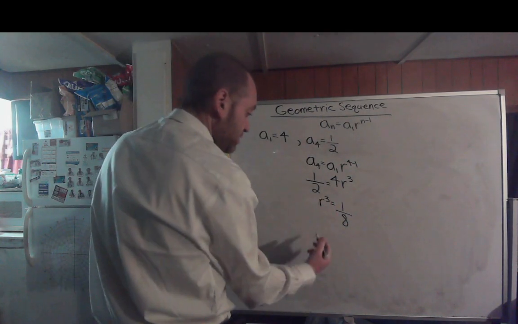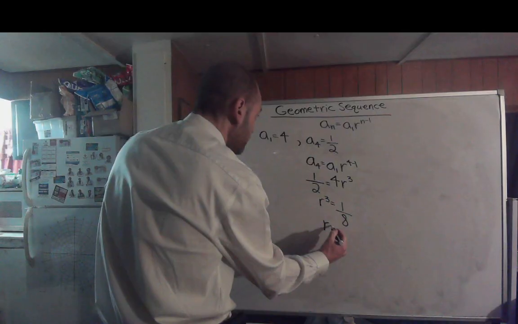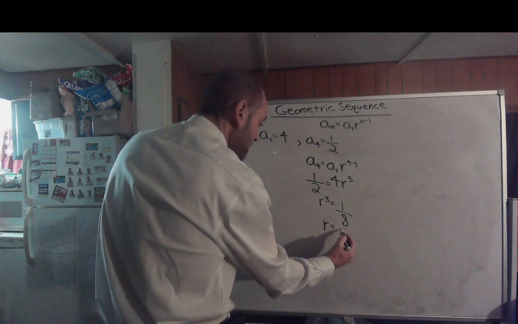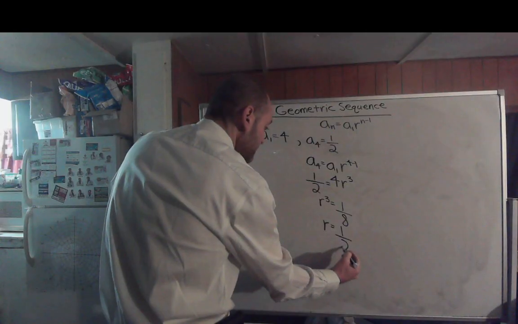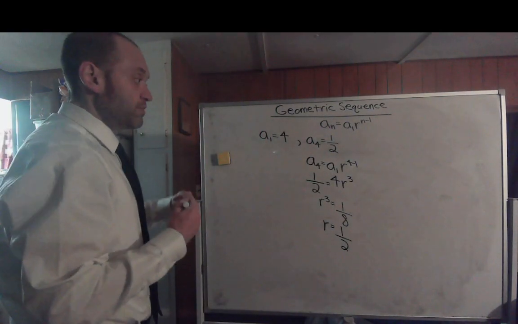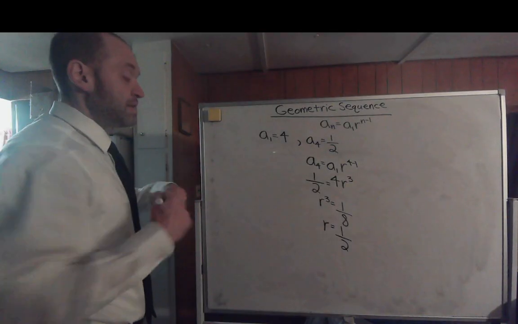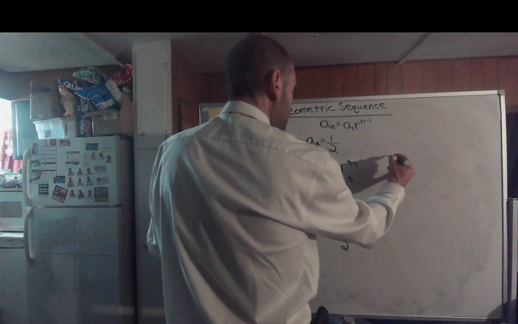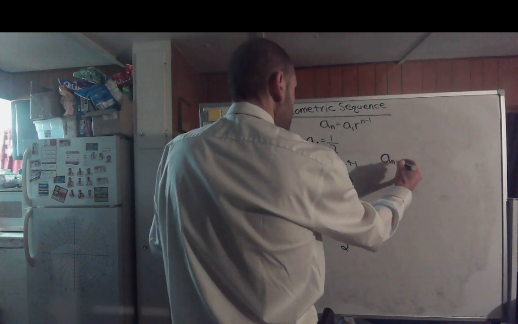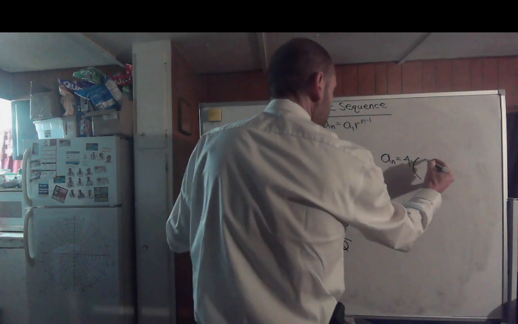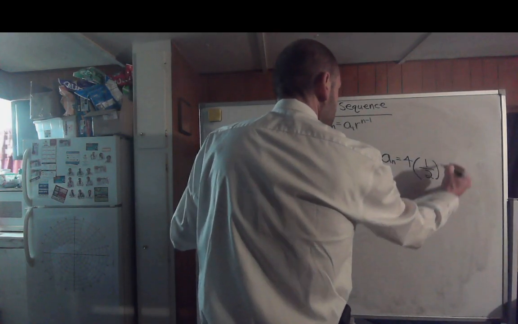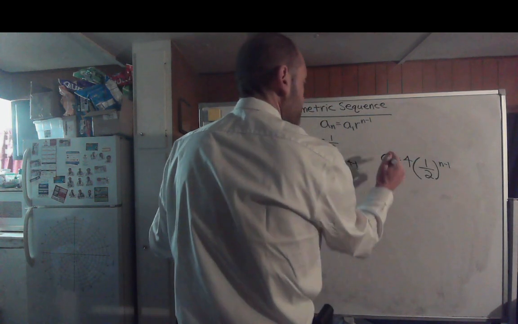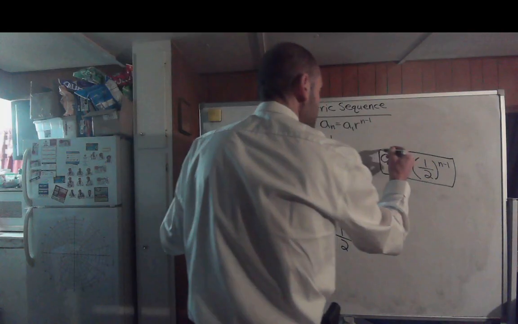Now we just take the cube root of both sides. You'll have that r equals 1/2. So you've got a common ratio of 1/2. Now we can find the explicit formula for the sequence. That's going to be a sub n equals my first term, a sub 1, which is 4, times my common ratio of 1/2 to the n minus 1 power. So there's my formula for the sequence.